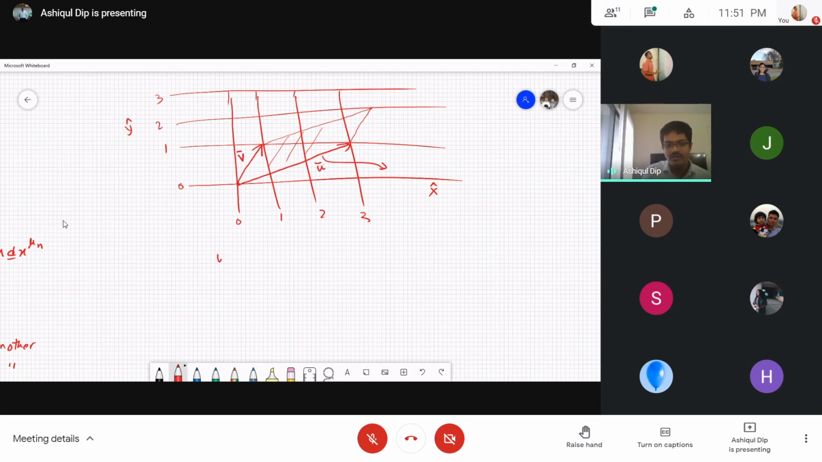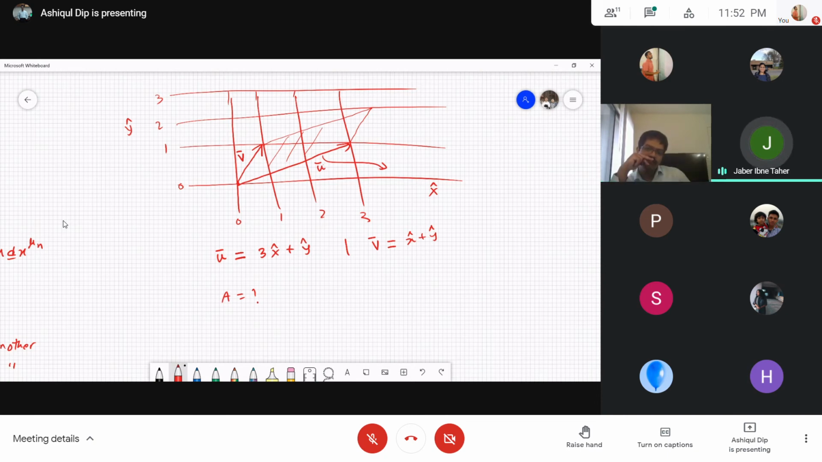What is the u vector? It's (3, 1), so 3x hat plus y hat. And what is v? It is x hat plus y hat. What's the area? It is the cross product, the magnitude of the cross product.